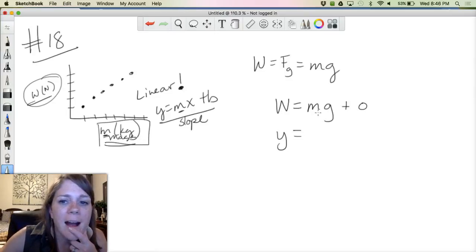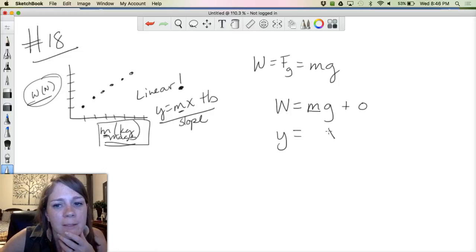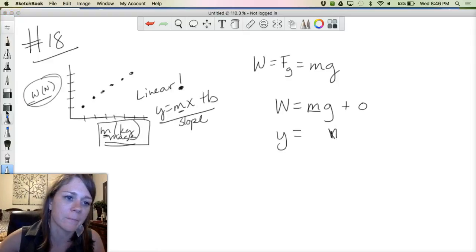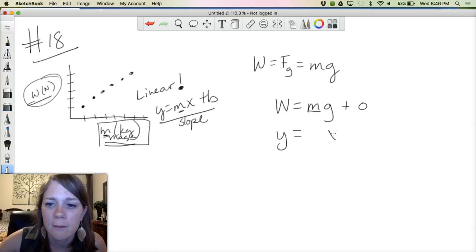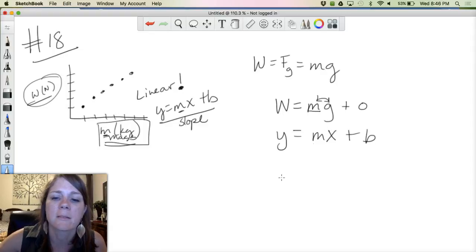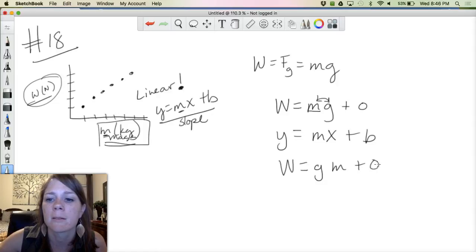So I want this mass to be on the x. I'm going to put the x here, and if I put the x here with y equals mx and the b here, then I actually have to flip-flop those two because I plotted m on the x. So weight equals gm plus 0.